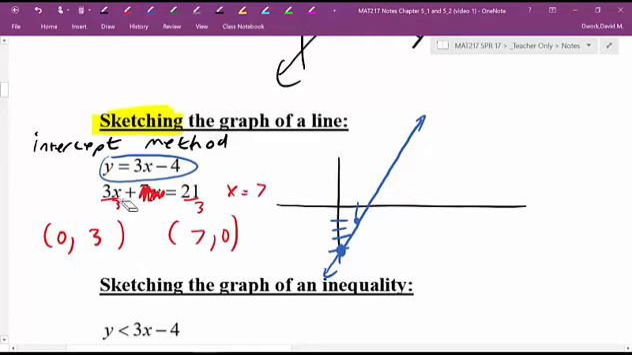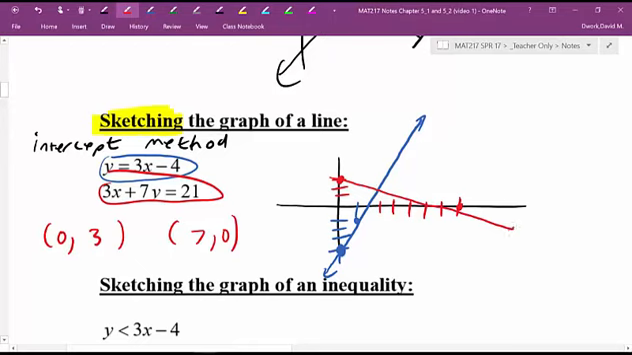So now I have my 2 points. So now I'm ready to graph, because that's all we really need to graph a line: 2 points. So I know one is at (0, 3). The other point is at (7, 0). So 1, 2, 3, 4, 5, 6, 7. And we connect the dots as best we can on a computer screen. That wasn't very good, but you guys get the idea.